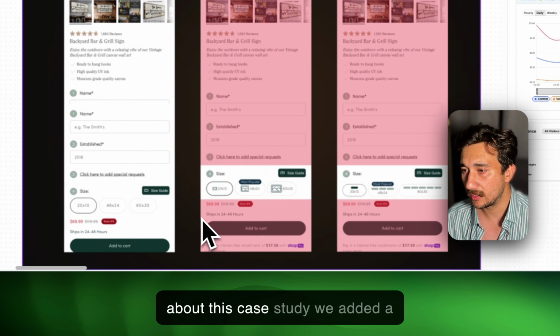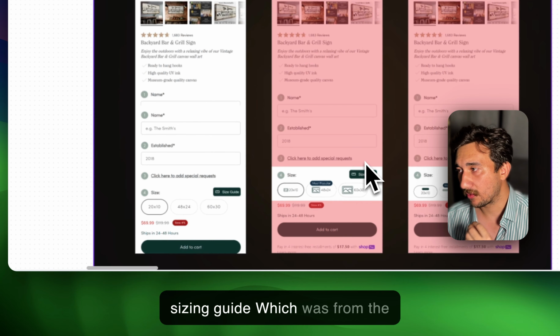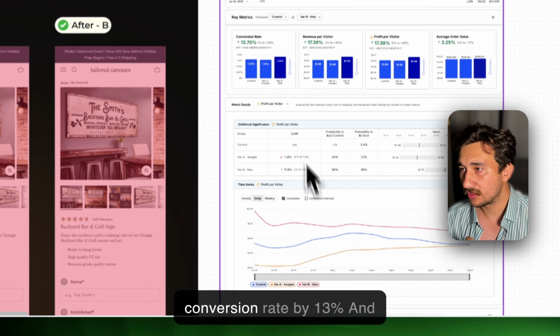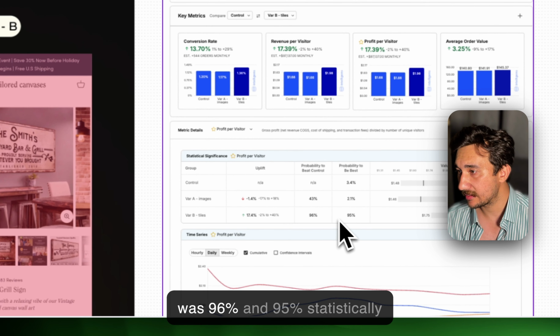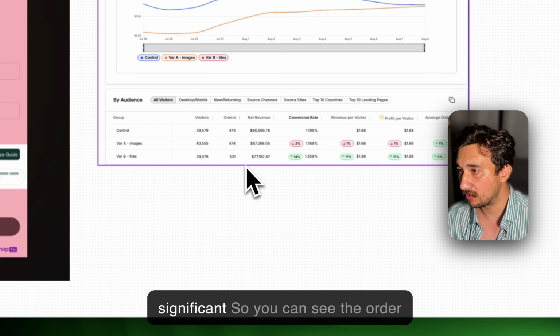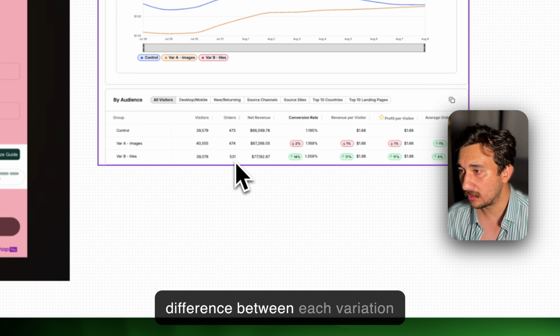If we talk about this case study, we added a sizing guide which came from the post-purchase surveys. It helped the conversion rate by 13% and revenue per visitor by 17%, and it was 96% and 95% statistically significant. So you can see the order difference between each variation.